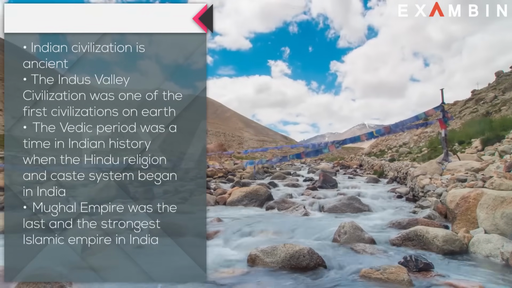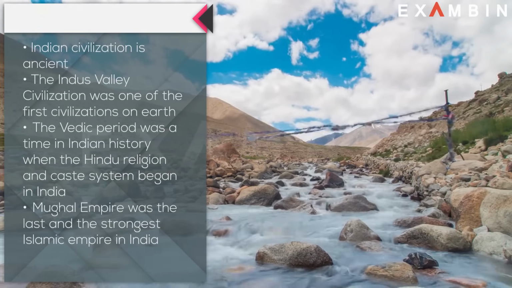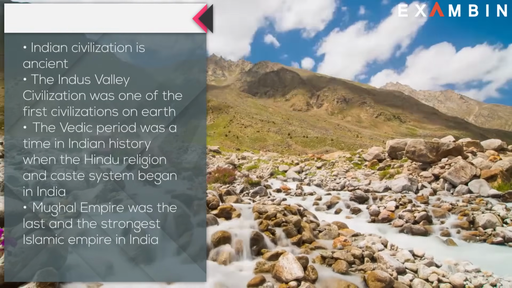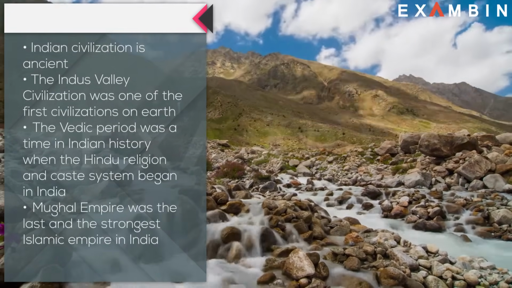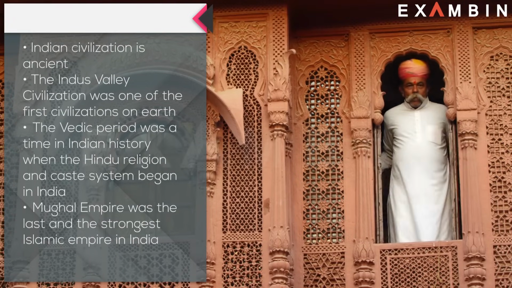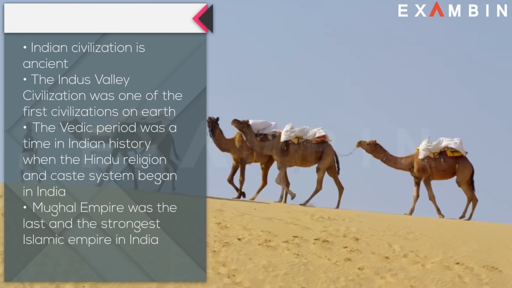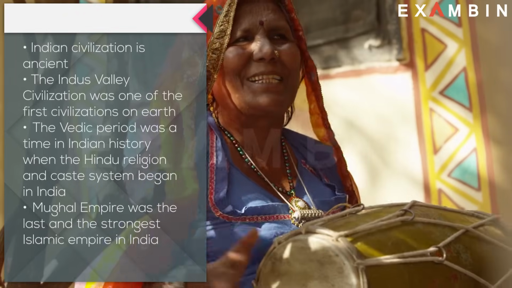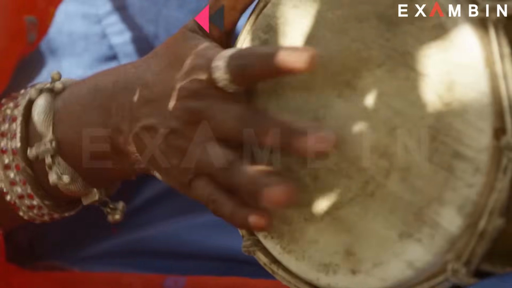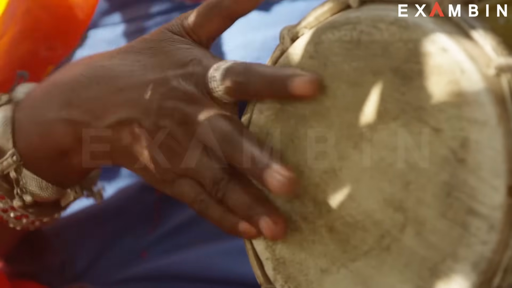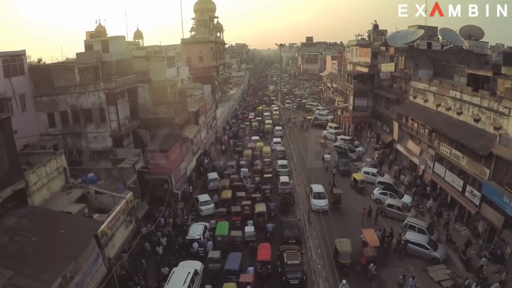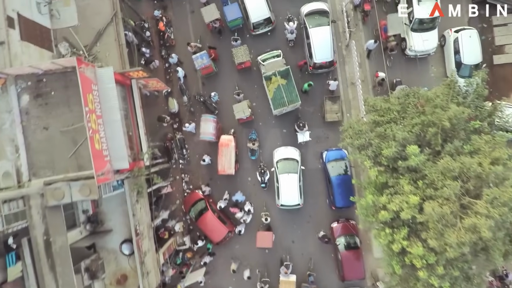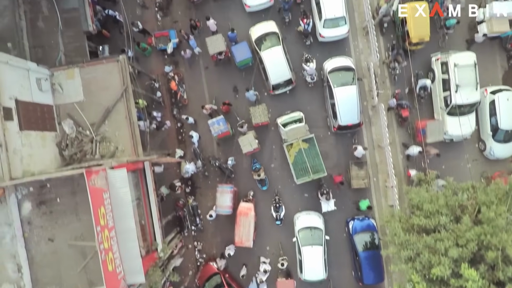Indian civilization is very ancient. The Indus Valley civilization was one of the first civilizations on earth. The Vedic period was a time in Indian history when the Hindu religion and caste system began in India. The Mughal Empire was the last and strongest Islamic empire in India. Because of this unity through diversity and different cultural identities, India is known as a subcontinent within the Asian continent.